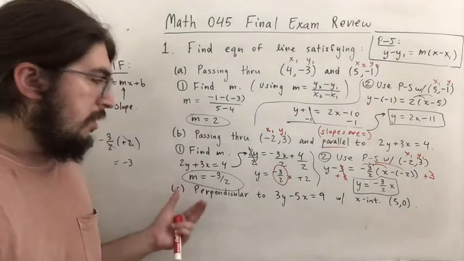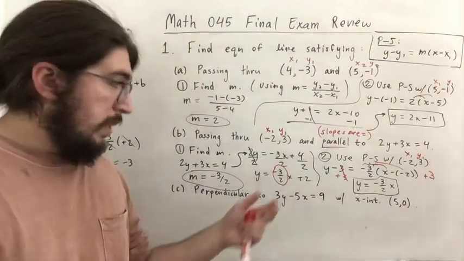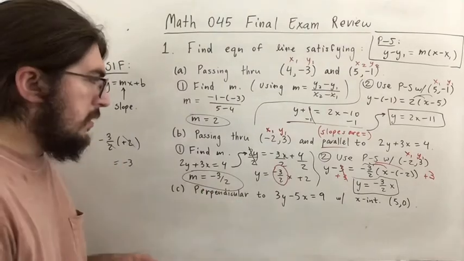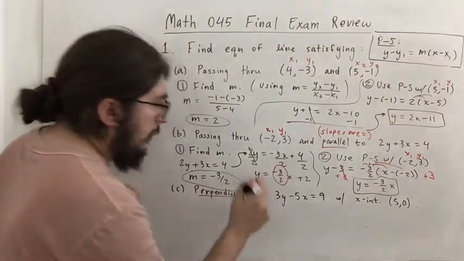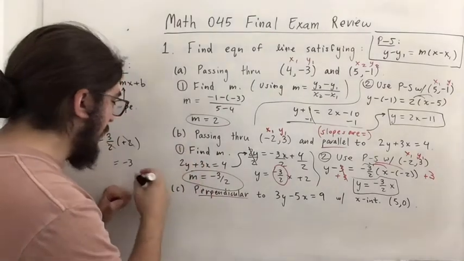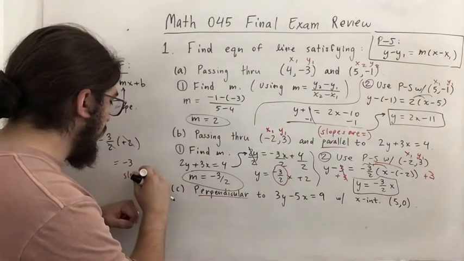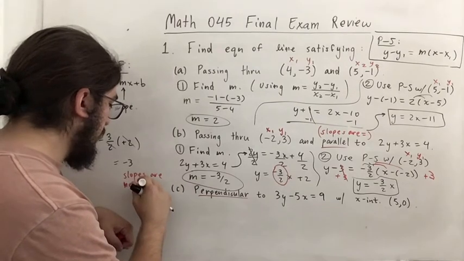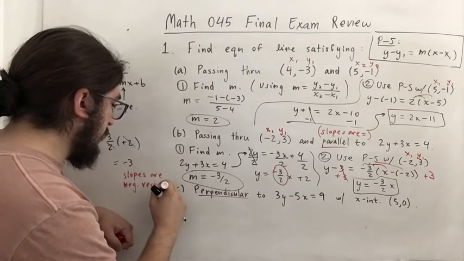Great. Now part C, very, very similar. We're given a point, and we're given an equation that we're perpendicular to now instead of parallel to. So unlike parallel, perpendicular means the slopes are not the same, but here the slopes are negative reciprocals of each other, sometimes known as opposite reciprocals.